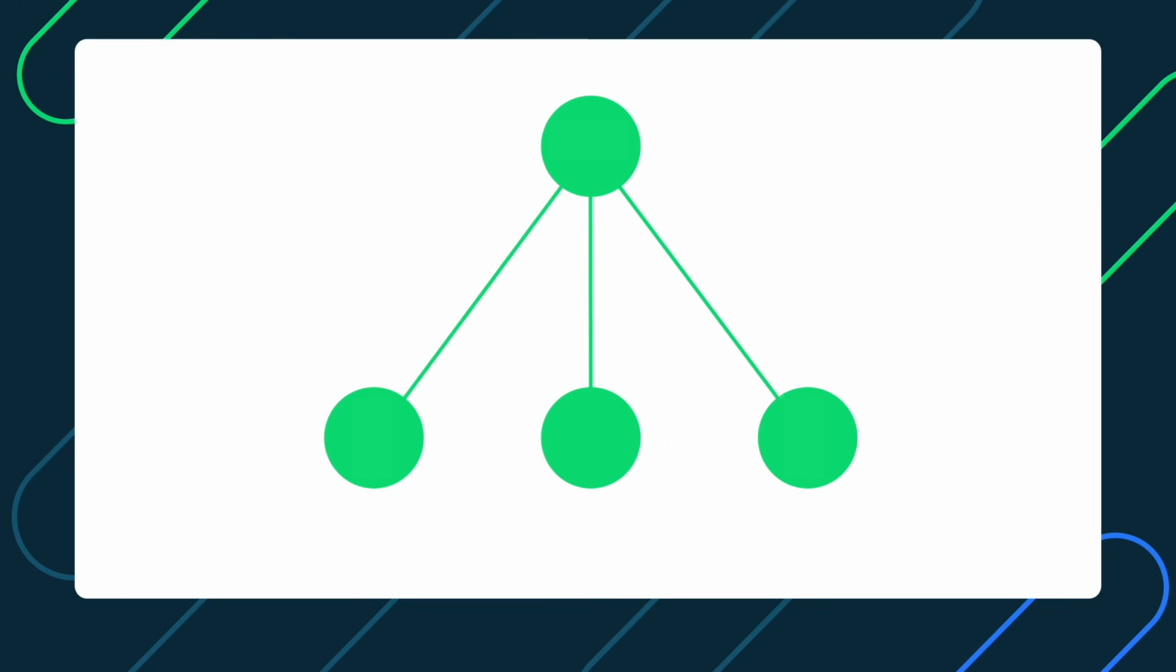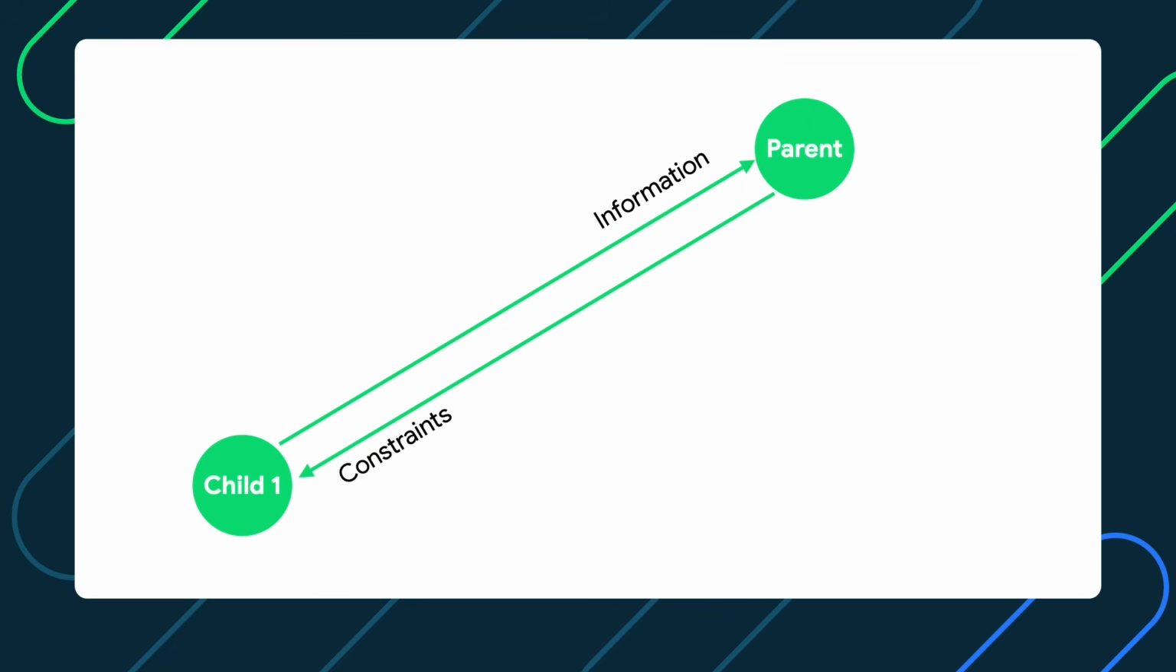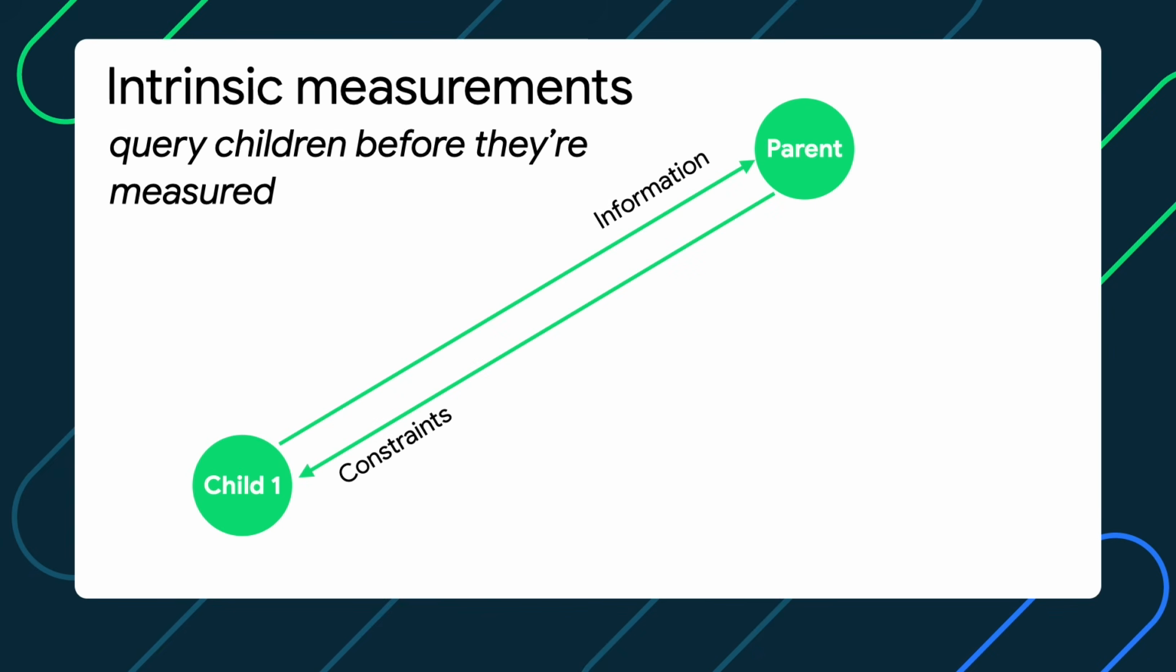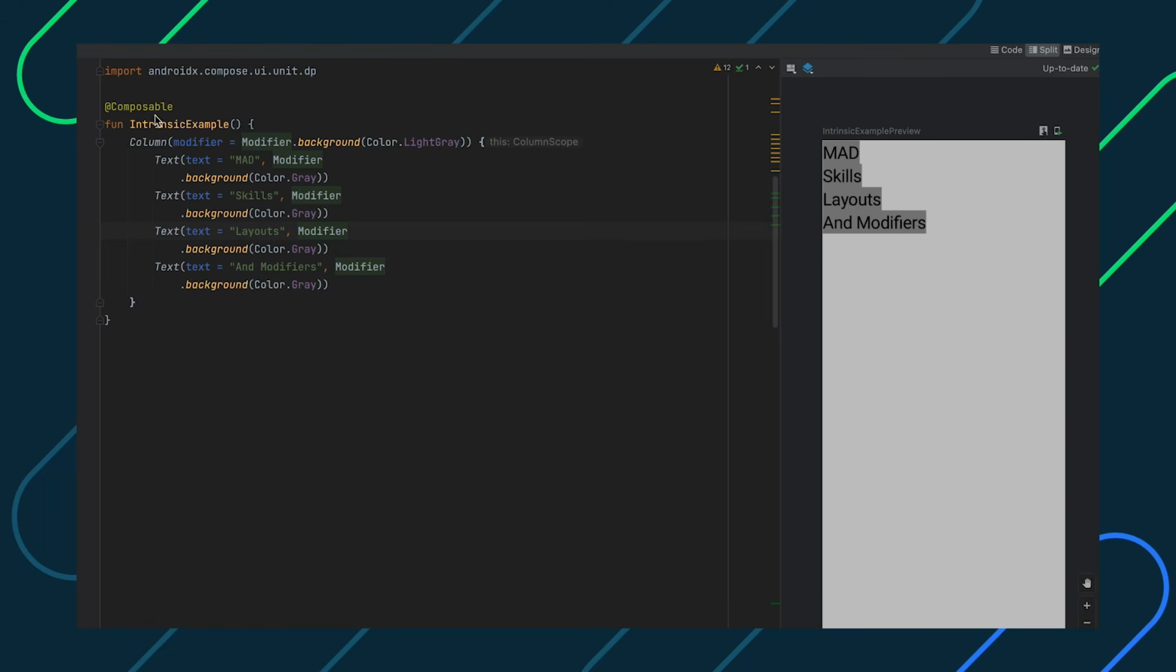However, there are use cases when the parent layout needs to know some information about its children before measuring them, so that it could use this information for defining and passing down constraints. And this is precisely what intrinsic measurements do. They let you query children before they're measured. Let's look at the following example.